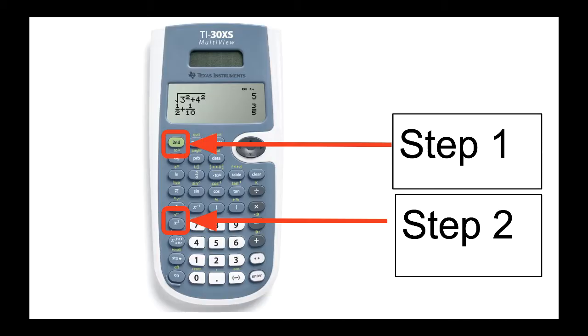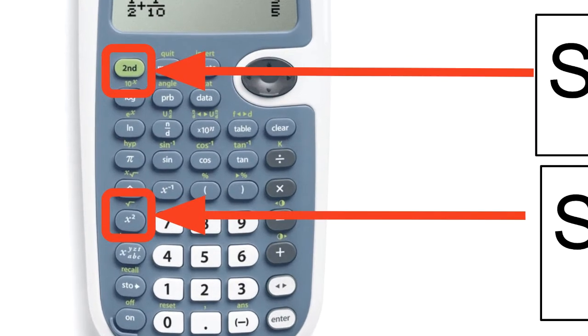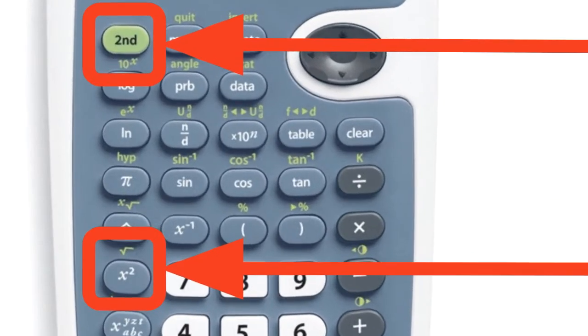See if you can find the square root symbol. So if you are using the TI-30XS Multiview, you're going to first have to hit the second button, and then the square root symbol is the same as the squared symbol. But do you see how the square root symbol is in green just above the button? When you hit the second button, that activates the square root symbol.